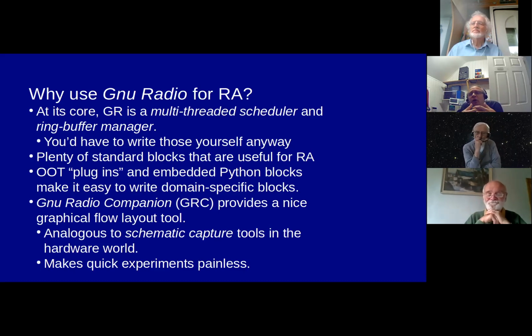I mentioned GNU Radio Companion. It provides a graphical flow layout tool. We've talked about a flow graph, which is just the directed graph of blocks. It's very similar to, if any of you are hardware people, and I suspect some of you are, a schematic capture tool in the hardware world, where you drop down components and draw connections between them. Well, GNU Radio Companion is very similar to that. And it makes quick experiments quite painless, at least for me.